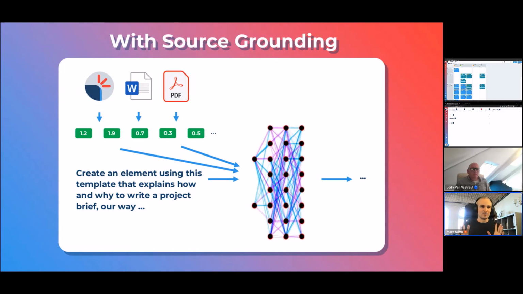Now that is the end of my explanation. I'm aware it was a very quick, slightly technical, high-level explanation of AI and source grounding. So if there are any questions about any of that, please do let me know and I will answer them.